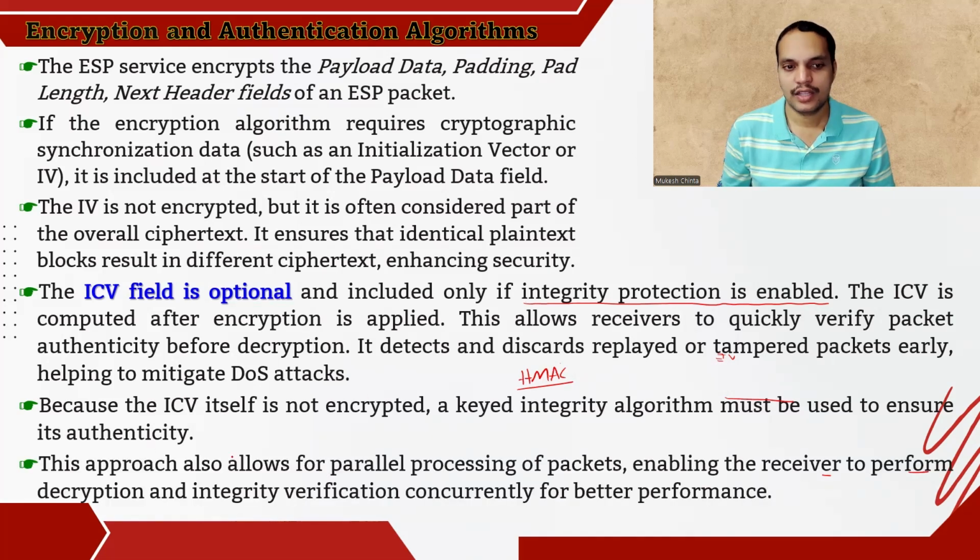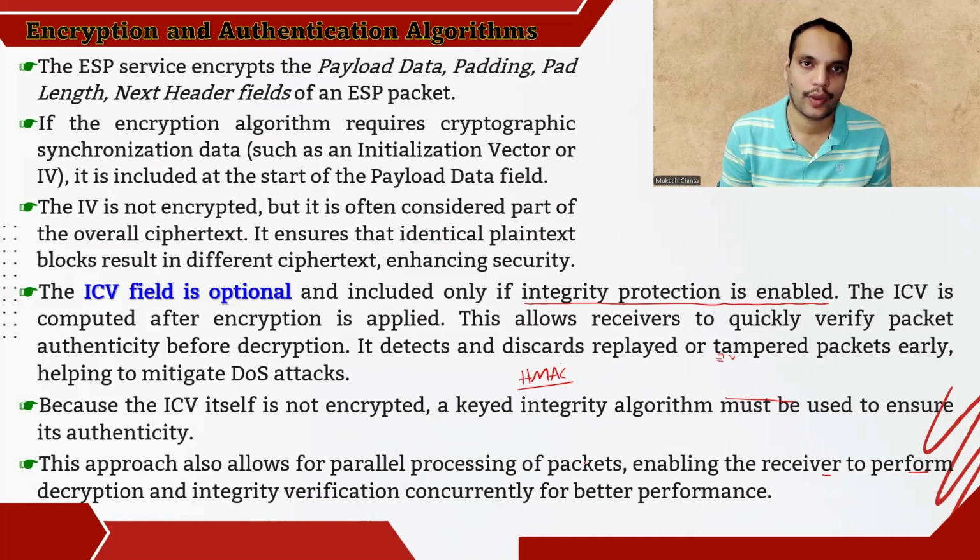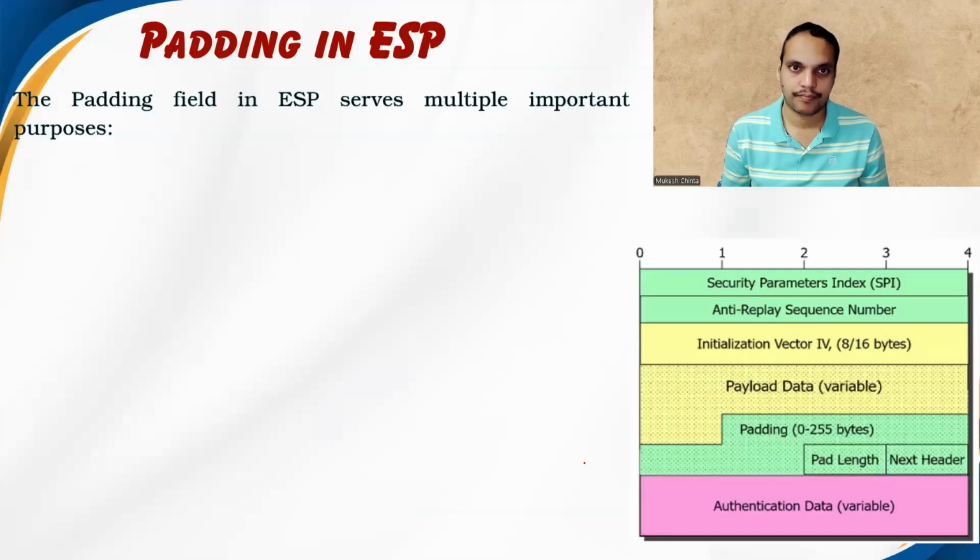This approach also allows for parallel processing of packets, enabling the receiver to perform decryption and integrity verification concurrently for better performance. If we do this exactly in this way, that means you do the encryption first and then perform the hash calculation or the ICV calculation. It does allow for parallel processing of packets also, so the process can be done a little bit quicker at the receiver.